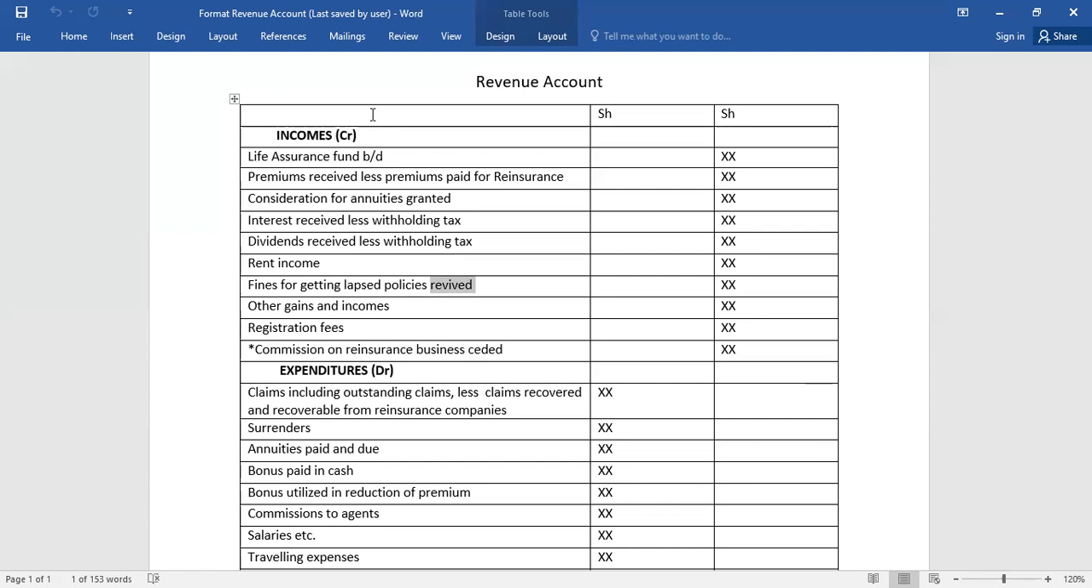Of course, you have the claims. If people are hit by the risk that they were underwriting, of course, you are going to pay them. So a claim, I want people to note the treatment. We are talking of claims including outstanding claims, less claims recovered, and recoverable from the insurance company. A claim, I said earlier, is any amount that is payable to the insured. In life insurance business, the claim may arise due to two reasons: either death or maturity.